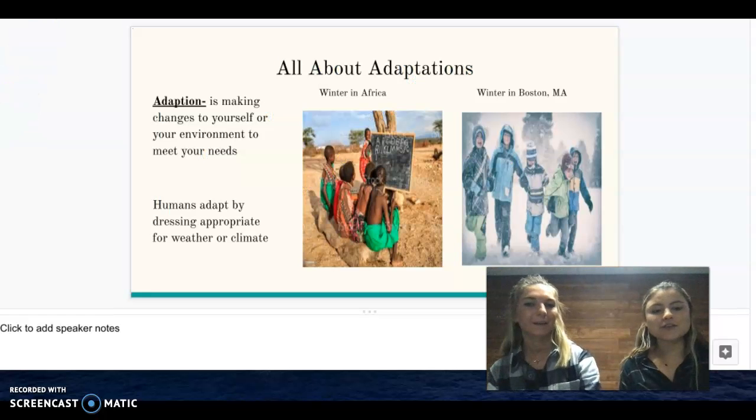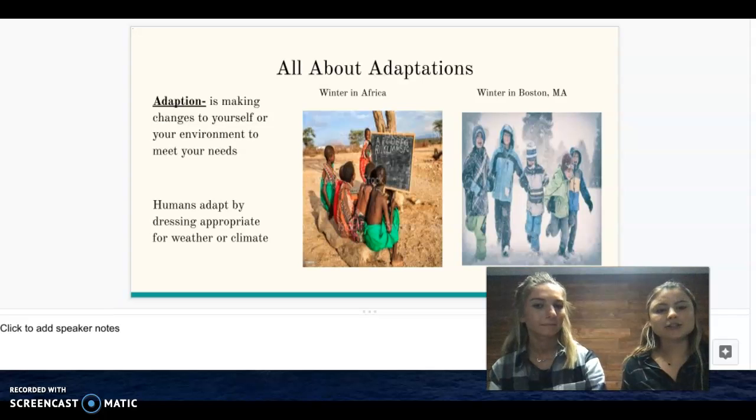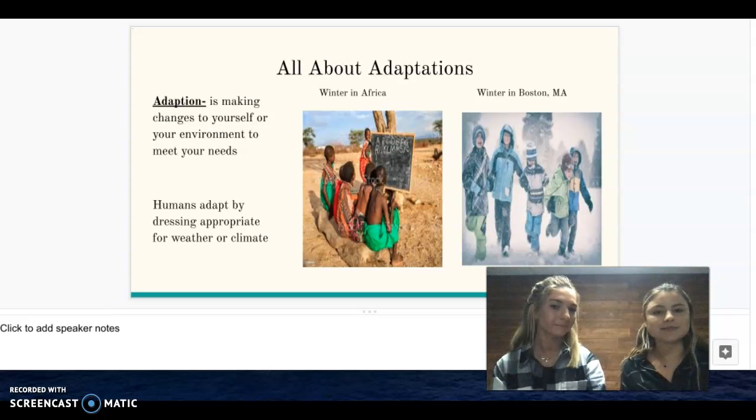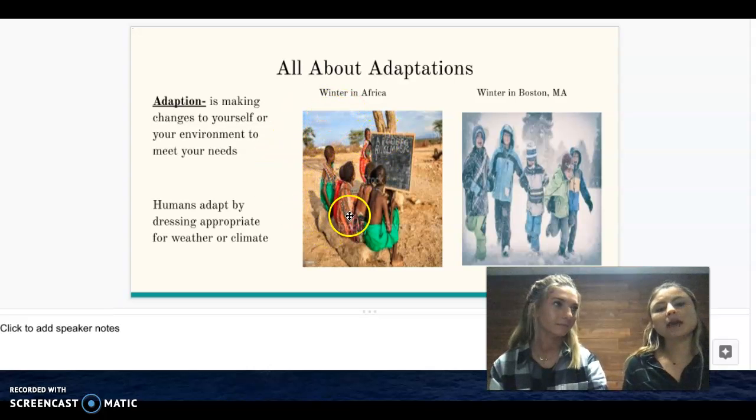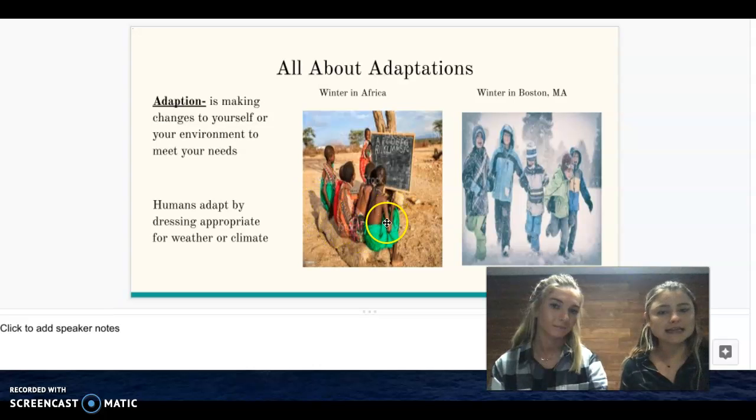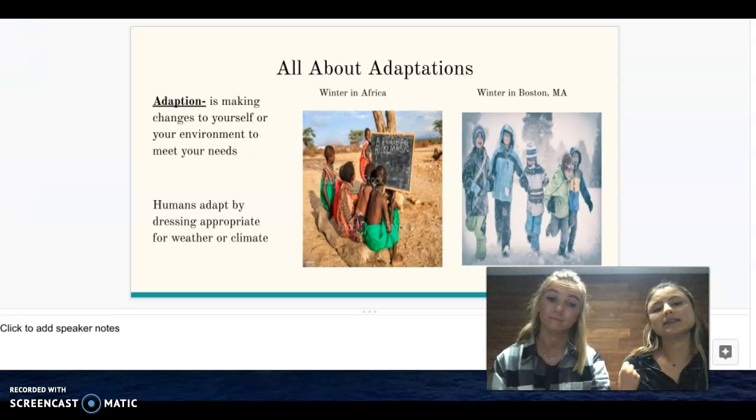Okay guys, so now we're going to shift our minds from modifications to adaptations. Adaptation is making changes to yourself or your environment to meet your needs. If we look at our picture to the left, we see winter in Africa, and you can see that the kids have less clothes on and they're doing school outside, it looks like. And the picture to your right is winter in Boston, Massachusetts, where you guys are from, and you know this from firsthand experience, you have to wear heavy, warm clothes in the winter to keep your bodies warm, whereas the children in Africa wear less clothing to keep their bodies cool.